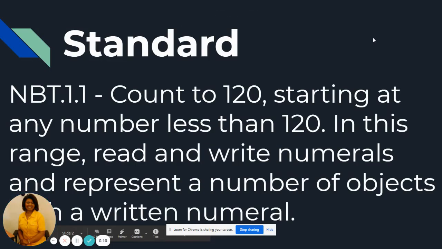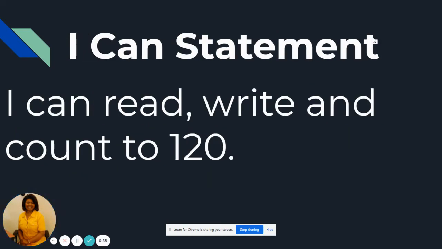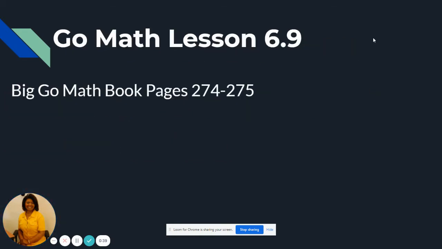Our standard is NBT 1.1, count to 120, starting at any number less than 120. In this range, read and write numerals and represent a number of objects with the written numeral. Our essential question is, how can you model, read, and write numbers from 100 to 110? Our I can statement is, I can read, write, and count to 120.